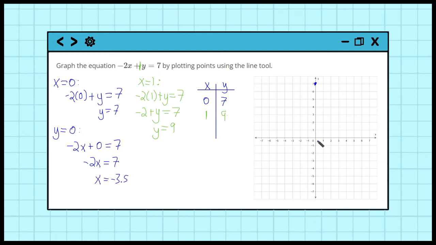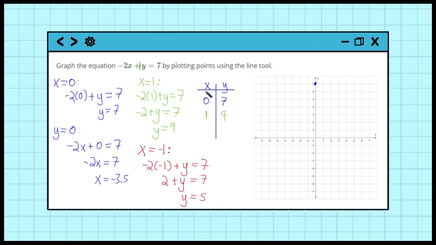Now you'll notice that 1, 9 isn't on my graph. So what do I do with that? Well, if you've gone just too far, you can also count back a point. In this case, I counted forward 1 because 1 was the coefficient of y, but I could also count back 1. So instead, I could do x equals negative 1. Now I have negative 2 times negative 1 plus y equals 7. Negative 2 times negative 1 is 2, plus y equals 7. Then I subtract 2 on both sides to get that y equals 5.